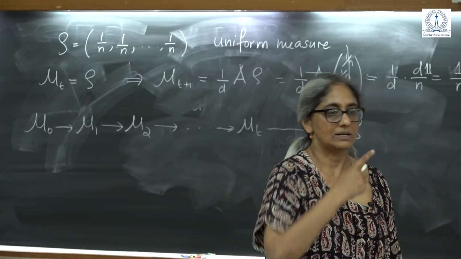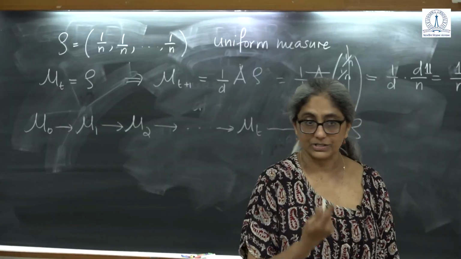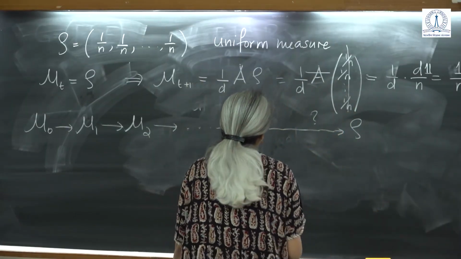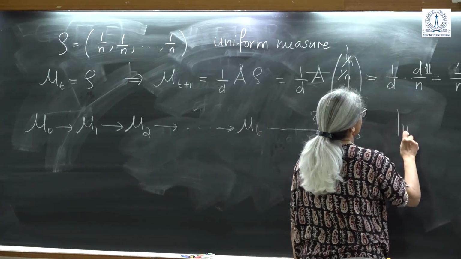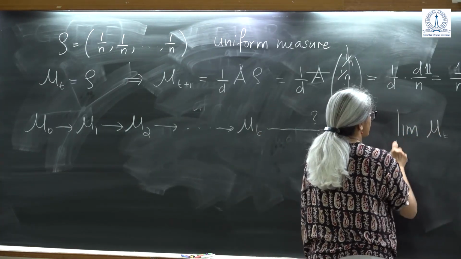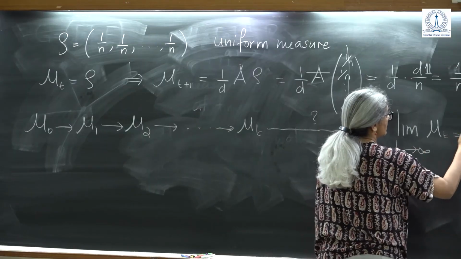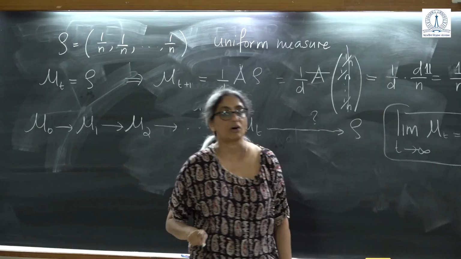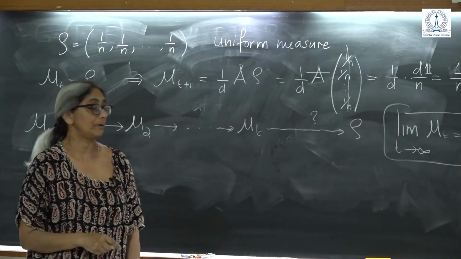In the second picture, it oscillated, so you never hit the uniform measure. But in the first picture, this is what happened, right? In the limit, so if you want to write this correctly, this is saying that in the limit, mu t as t goes to infinity becomes the uniform measure. So we want to understand when does this happen, or how fast do you get to the uniform measure?